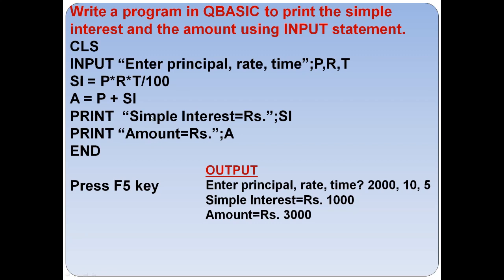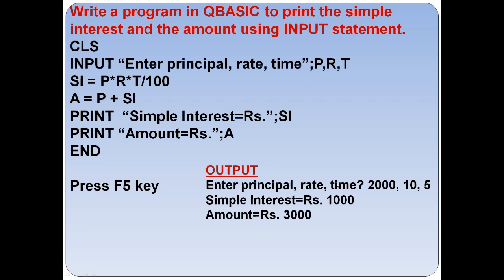Now print simple interest is equal to rupees. Since we are printing in rupees, we will write the complete statement, simple interest is equal to rupees, then the SI value will come here after solving this. Then print amount is equal to rupees. This will be stored in A, so we will print A here, and then press the F5 key. Then this type of output will come.